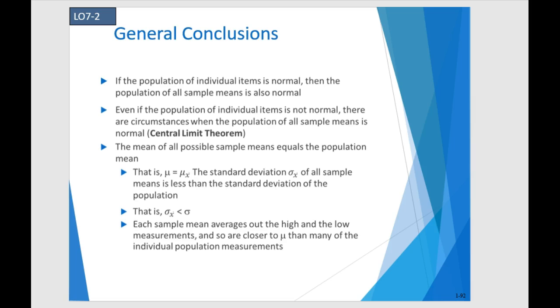When we're taking x bars, the highs and the lows are being averaged in, and so this sample mean distribution is not going to be as wide as the normal population distribution. It's going to be a lot skinnier because we're averaging a lot of the values. So these sample means are going to tend to gravitate toward mu.